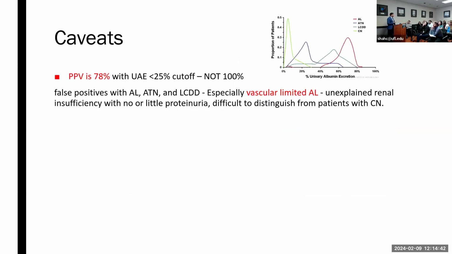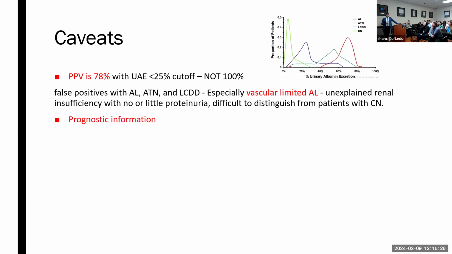So, what are the caveats in using this approach? We should remember the positive predictive value of having a cutoff of less than 25% is only 78%, meaning that there could be other diseases when we don't have albuminuria, especially light chain deposition disease and vascular limited amyloidosis. This disease was described by, again, the Mayo Clinic group. They suggested that patients with vascular limited amyloidosis do not have the typical proteinuria you would expect to see in amyloidosis patients. So it's very difficult to distinguish these patients from cast nephropathy, because neither of them will have albuminuria, and light chain levels can be high. So we can misdiagnose these patients by using this approach.